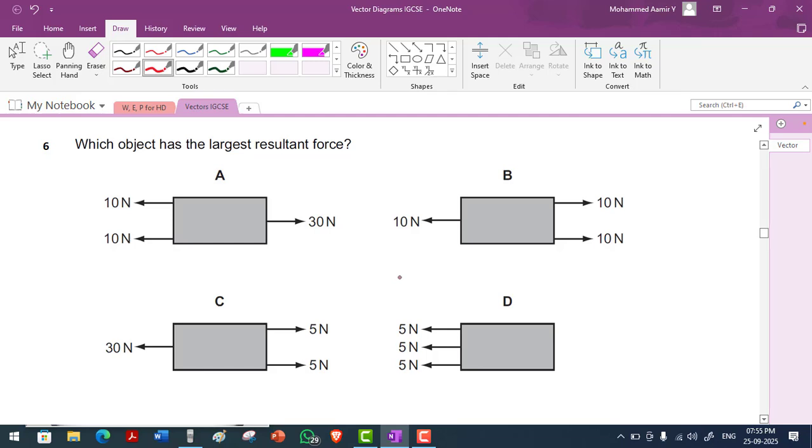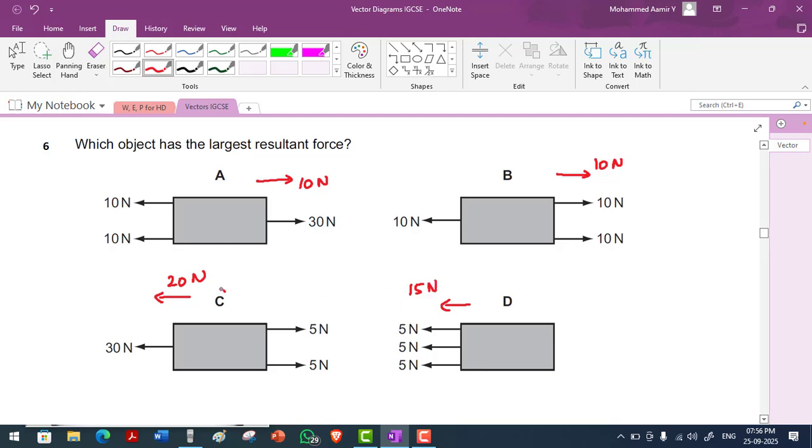Next question, which object has the largest resultant force? If you see a 30 and 10, 10, 20. So in this case, the resultant will be 30 minus 20, which is 10 newtons in right direction. Here it will be 10 newtons in right direction because 10 and 10 will be cancelling. 5, 5, 30. So 30 minus 10, which will be 20 in the left side. And here 5 plus 5 plus 5 is 15 only in left side.